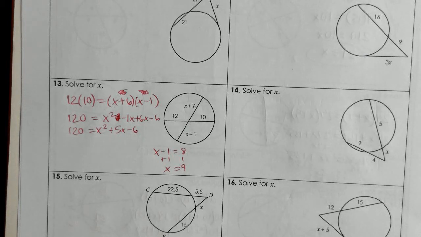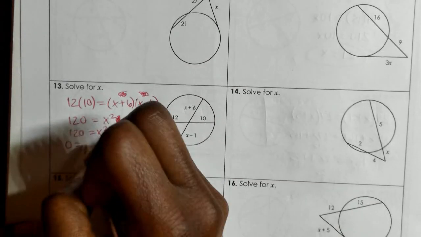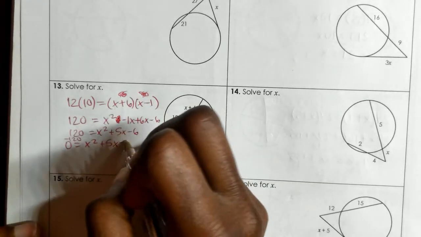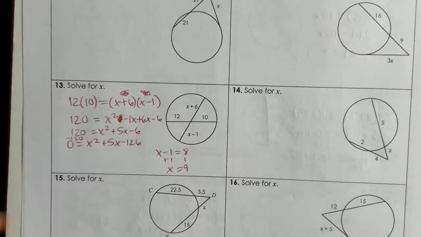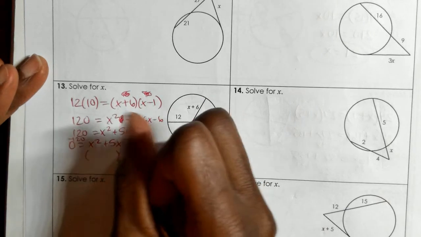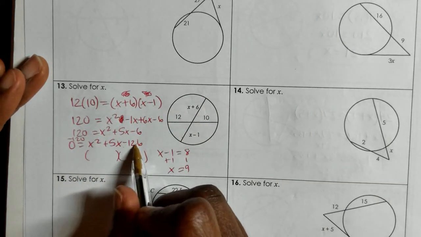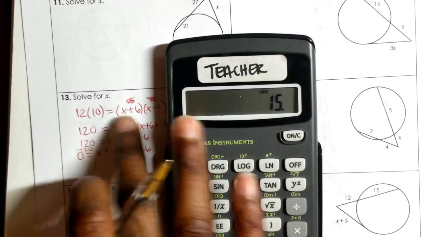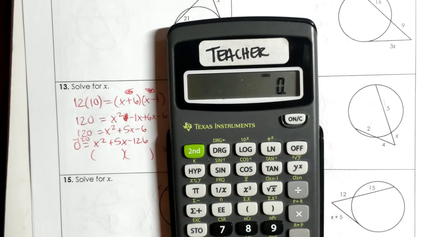Okay, when you're doing this, you have to move the 120 over. So it's going to be x squared plus 5x. We subtracted 120, so it's going to be negative 126. So now we need two numbers that multiply to give us negative 126, but add to give us 5x. So we're back to having to do the guess and check thing. That's why I think it's easier to start it up here.